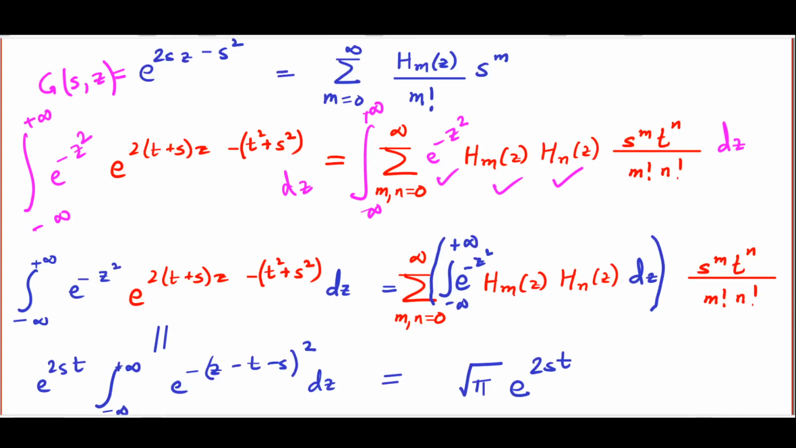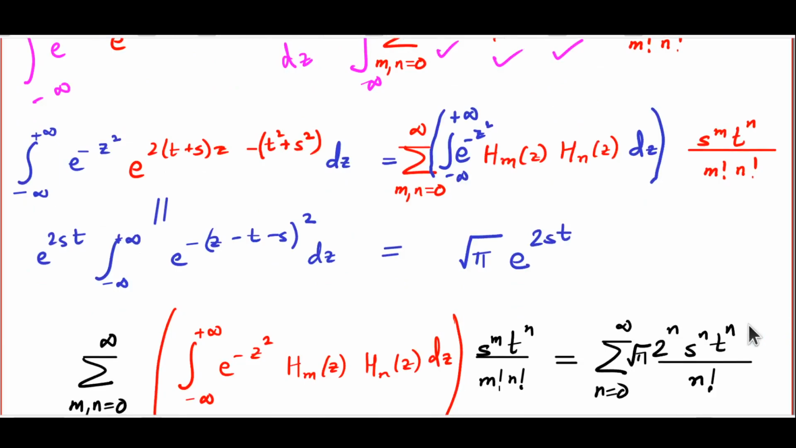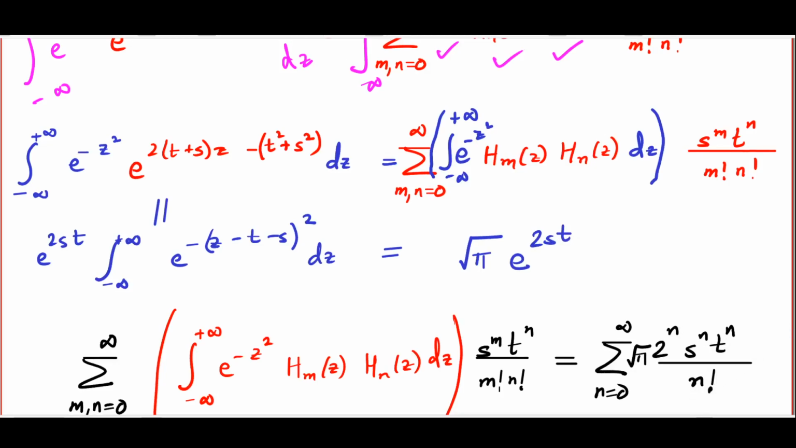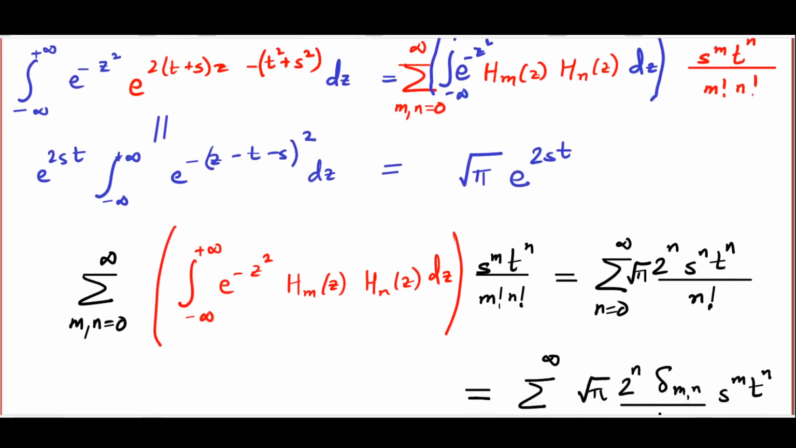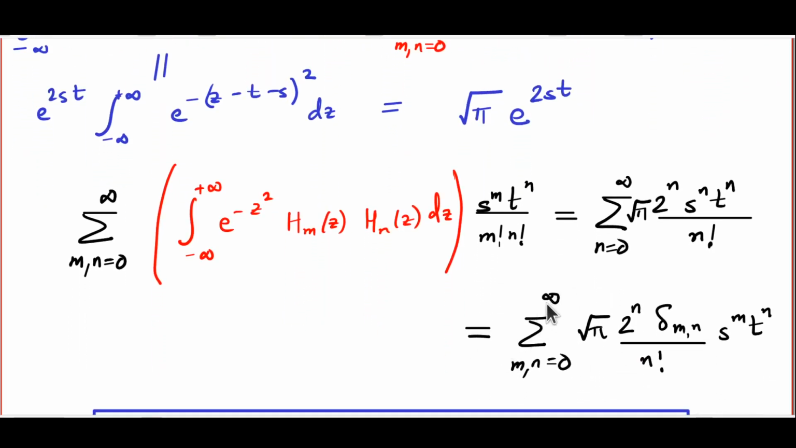Now, if you look at the result, you can use it to figure out not only the fact that when m is not equal to n, this integral is going to vanish. You can easily find out what happens when m is equal to n. For that, all you need to do is write this side, which is root pi e to the 2st, as root pi 2 to the n s to the n t to the n by n factorial. I decided to be a bit clever here and write this single sum on the left as a double sum over both m and n, and break up this s to the n t to the n into s to the m t to the n. But we have forced the m and n to be equal here by putting in a Kronecker delta symbol, delta mn.